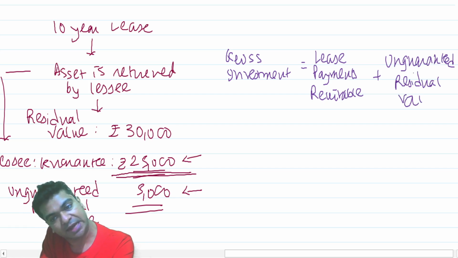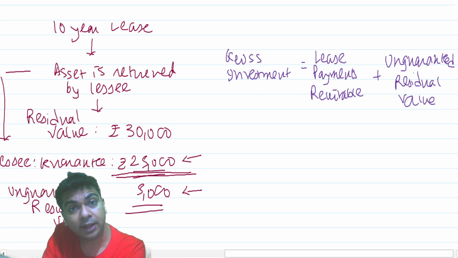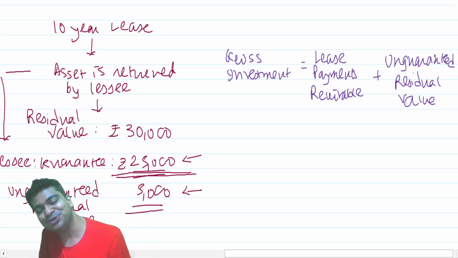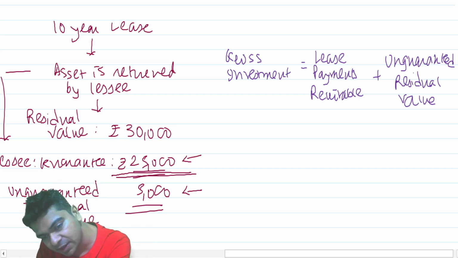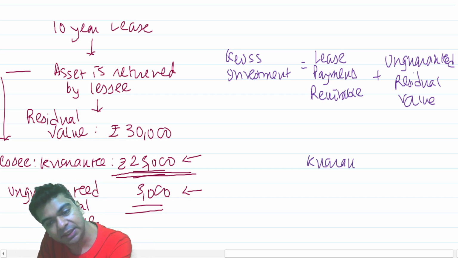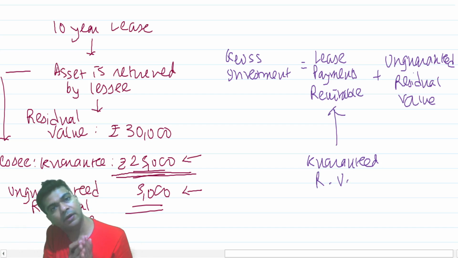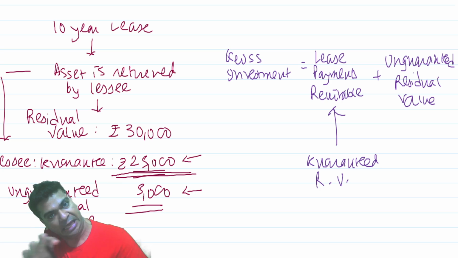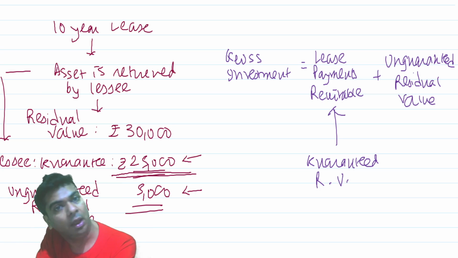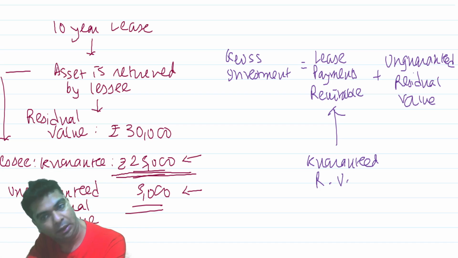Unguaranteed residual value. In case you are wondering where the guaranteed residual value is, please understand that the guaranteed residual value is already lying in the lease payments. Okay, it is already included in the lease payments. Unguaranteed residual value, the lessee has not guaranteed it. So this is something that we will get extra. So separately we are considering it.